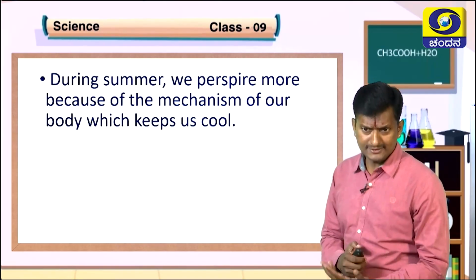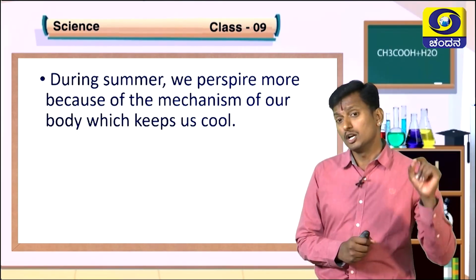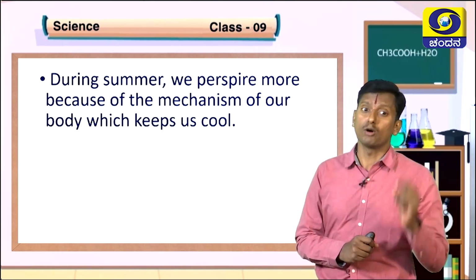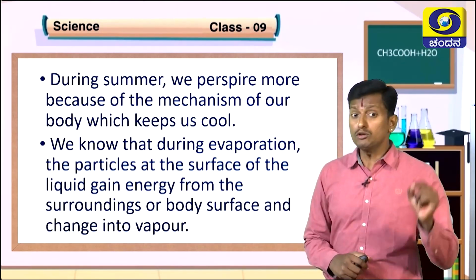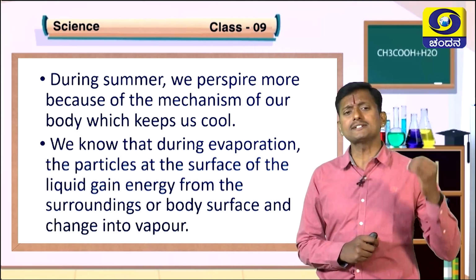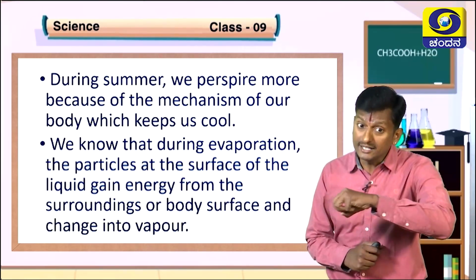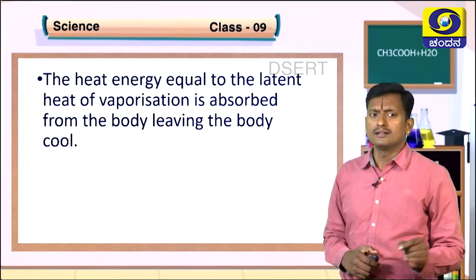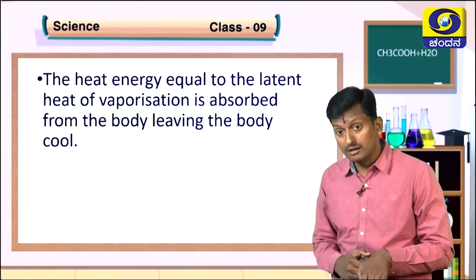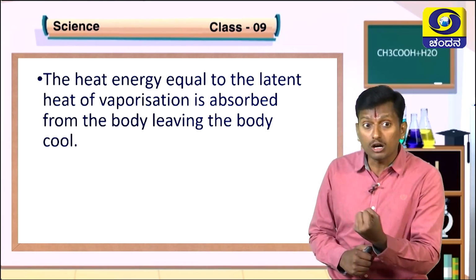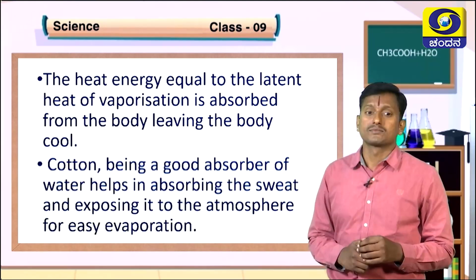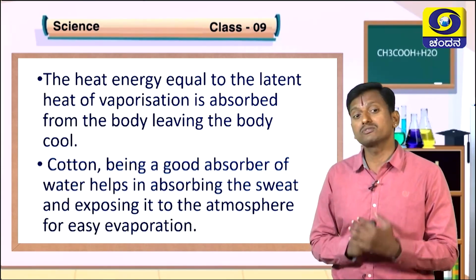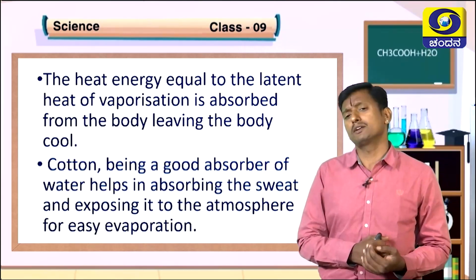We know that in different seasons we wear different types of clothes. During summer, we perspire more because of the mechanism of our body which keeps us cool. We know that during evaporation, the particles at the surface of the liquid gain energy from the surrounding or a body surface and change into vapor. The heat energy equal to the latent heat of vaporization is absorbed from the body, leaving the body cool. Cotton, being a good absorber of water, helps in absorbing the sweat and exposing it to the atmosphere for easy evaporation.